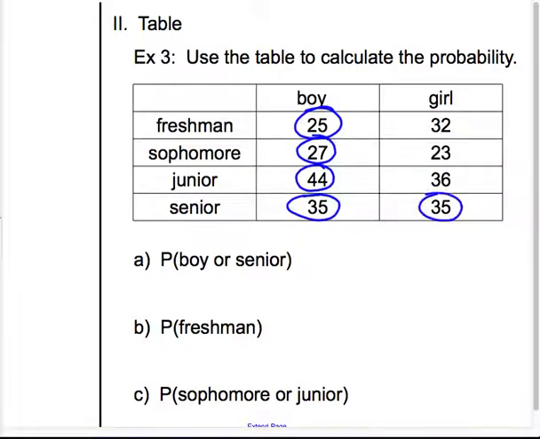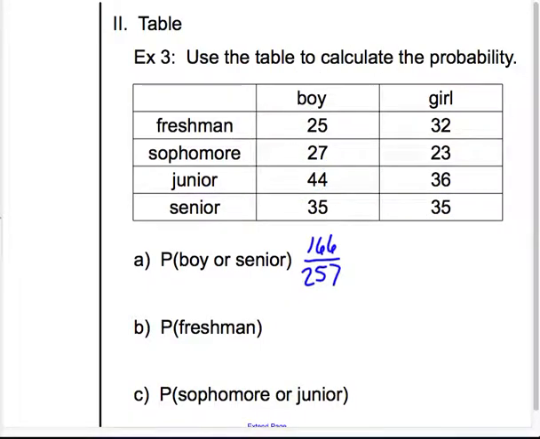So I'm going to add up all of those numbers, and that gives me a total of 166 people out of, and then I'm gonna add up all of the numbers on the board, 257. So I have a probability of randomly choosing a boy or a senior to be 166 out of 257. So I'm gonna go ahead and erase this now.